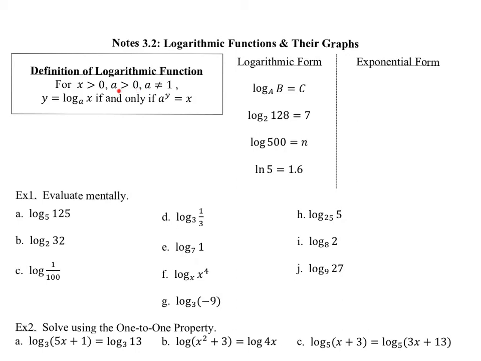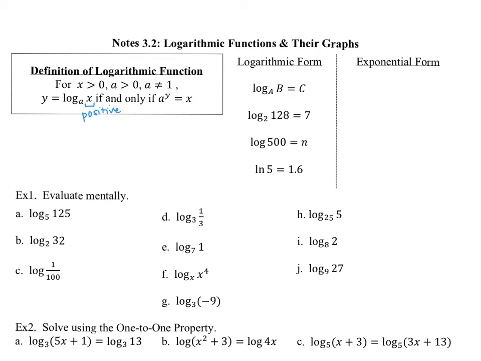A is greater than 0, just like on the exponential functions, the base had to be positive, and the base cannot be 1 because that doesn't make any sense. It would be constant. And the other thing is that this argument must also be positive. Okay, and you should be mindful of that because that often produces extraneous solutions.